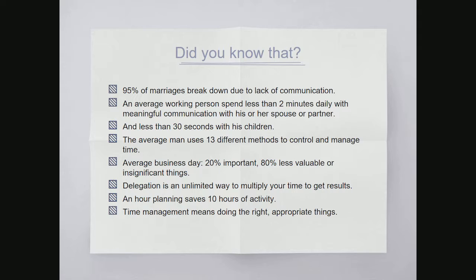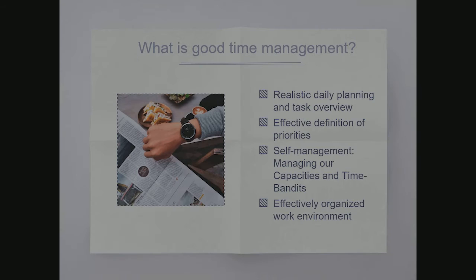We spend about 20% of the average business day with important things, while 80% is spent on things that are less valuable or insignificant. Delegation is an unlimited way to multiply your time to get results. An hour of planning saves 10 hours of activity. Time management does not mean that inadequate things are done quickly. This is not going anywhere. Time management means doing the right, appropriate things. So let's see what efficient and functional time management consists of.